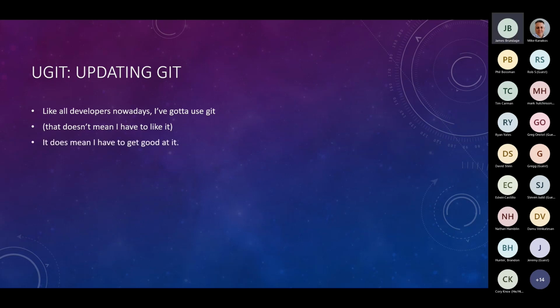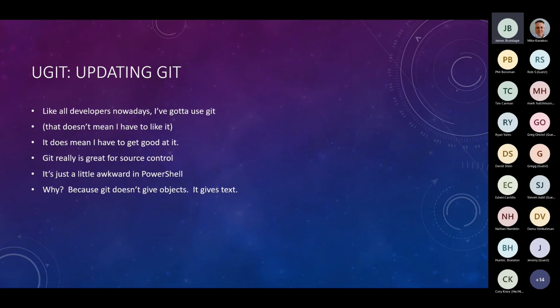And to be really fair, Git is really great for source control. It's just a little awkward in PowerShell. And if you're not really familiar with PowerShell, this might not be so obvious. If you are, the why is pretty simple. It doesn't give you back objects, it gives you back text.